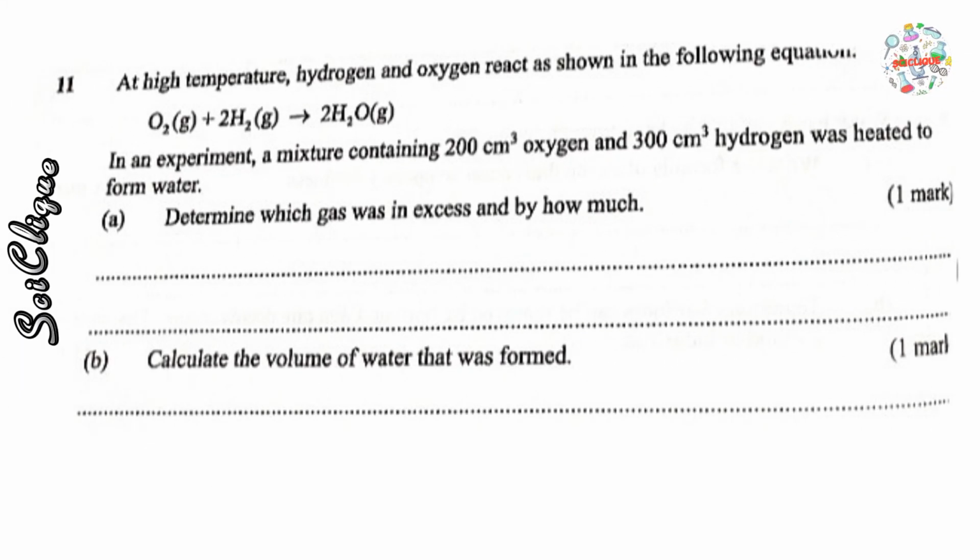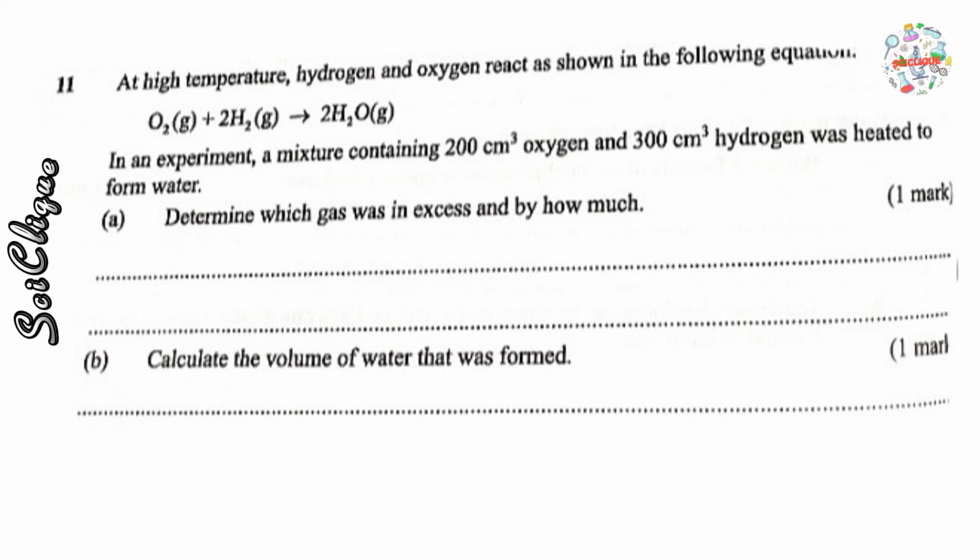Moving on to the next question. At high temperature, hydrogen and oxygen react as shown in the following equation. In an experiment, a mixture containing 200 cubic centimeters of oxygen and 300 cubic centimeters of hydrogen was heated to form water. Part A, determine which gas was in excess and by how much.